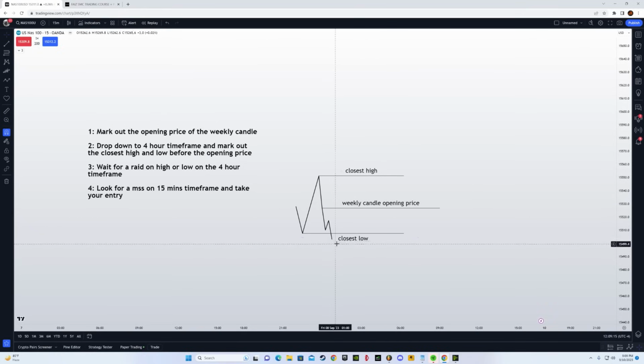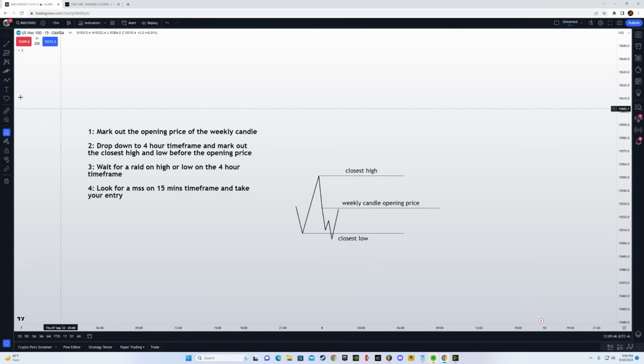Now, once we get the raid on the 4-hour low or high, we simply drop down to the 15 minutes time frame, and we are then looking for a market structure shift. So essentially what we are getting here is accumulation, manipulation, and then distribution. Every candle has power of 3, but the weekly candle power of 3 is the most powerful one. If you can use it properly, you will see insane results in your trading. So we look for a market structure shift.